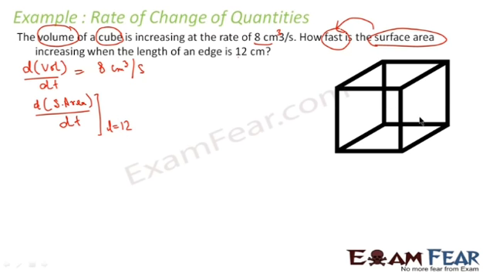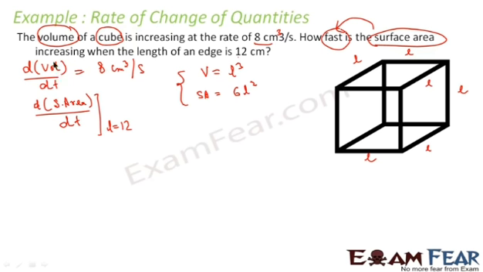The formula of volume for this cube is V equals L cube. Let's suppose the length is L, all the lengths are L, correct? So V is L cube. What is surface area? It is nothing but 6L square. These formulas we know. So the first thing says d volume by dt is this. We have to find this.